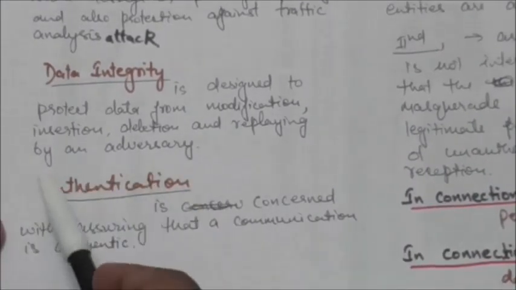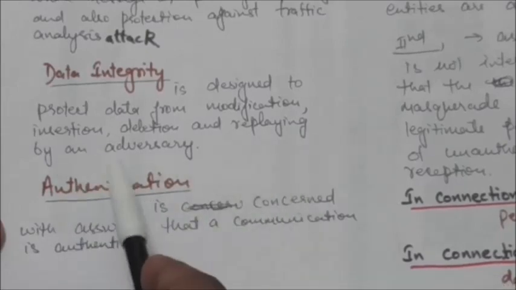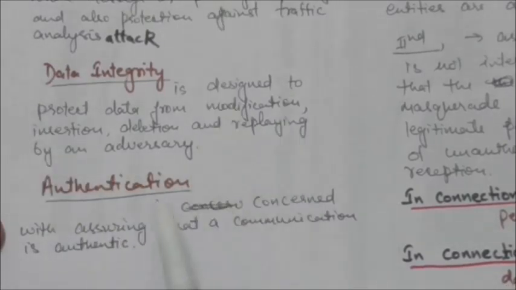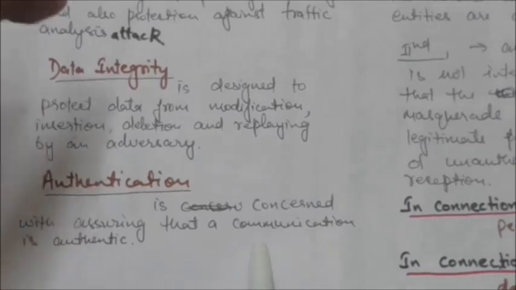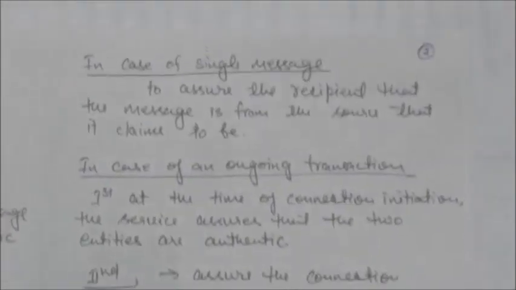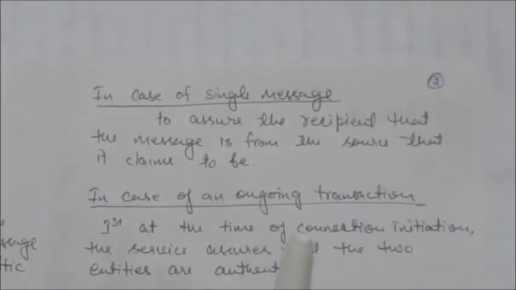The next security service is authentication. This service is concerned with assuring that the communication is authentic. In the case of a single message, the function of the authentication service is to assure the recipient that the message is from the source that it claims to be.